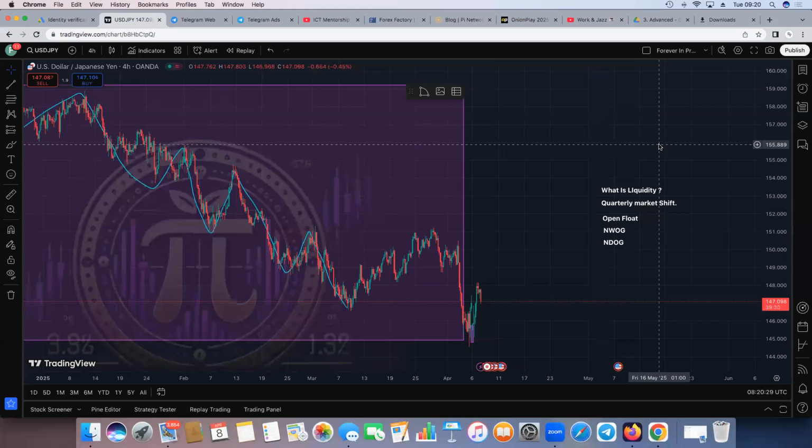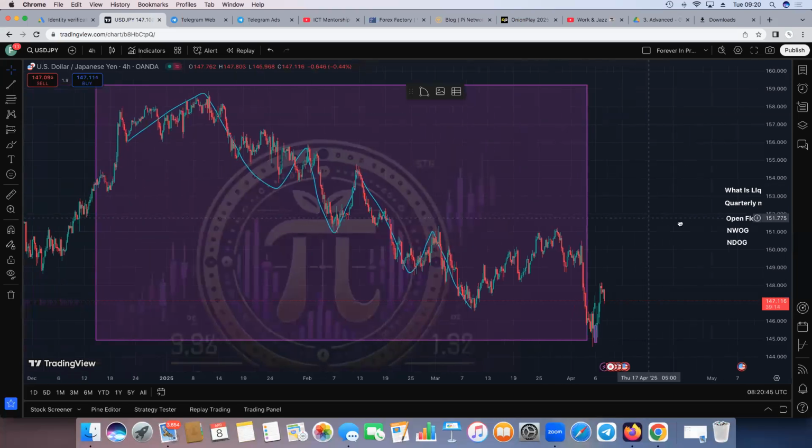Now, what is the definition of liquidity? Liquidity refers to the degree to which a market asset or security can be quickly bought or sold in the market without affecting the asset's price. Now, this is what I was explaining here.